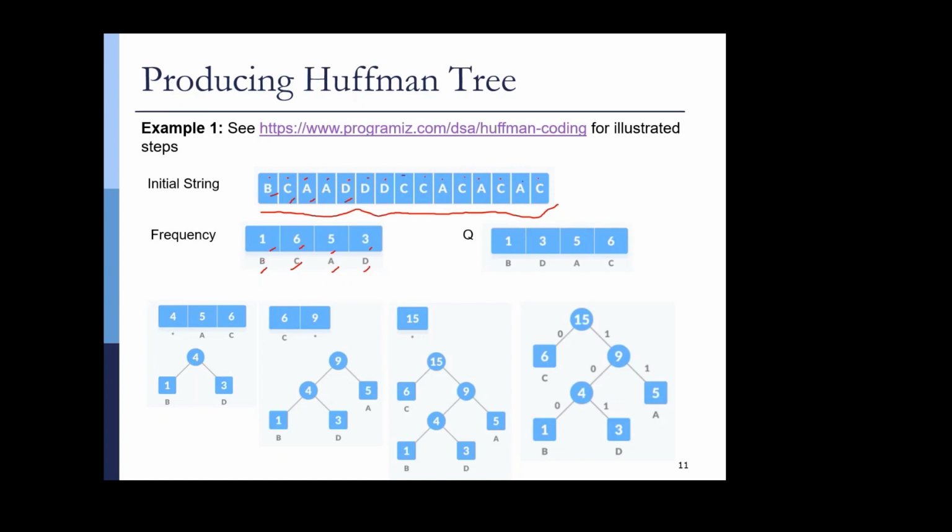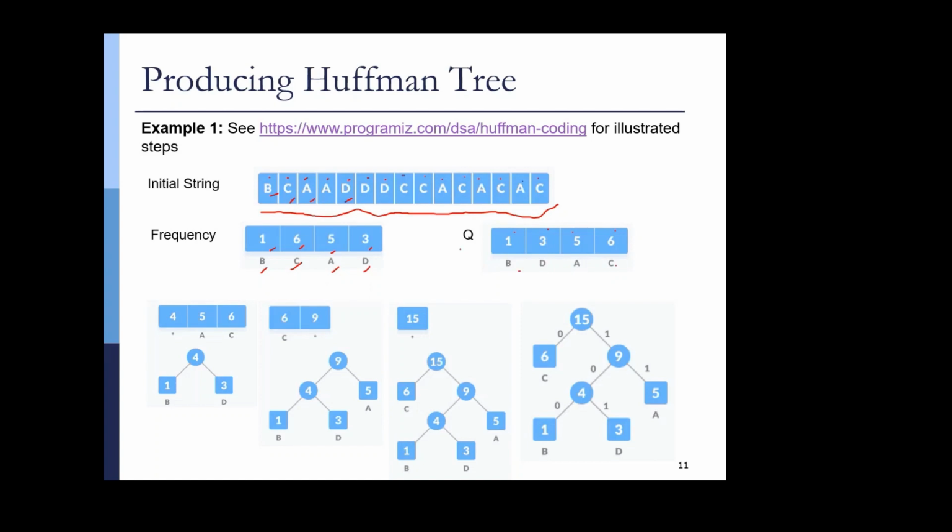Now you have the frequency of every character in the initial string. And then sort them from lowest frequency to the highest frequency. Now it's 1, 6, 5, 3, right? After sorting, it'll be 1, 3, 5, 6. B is least popular. The most popular one is C.